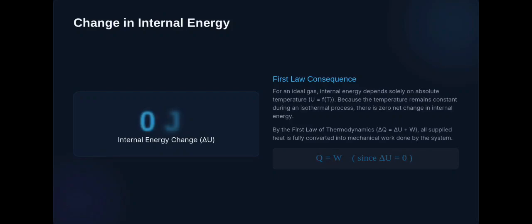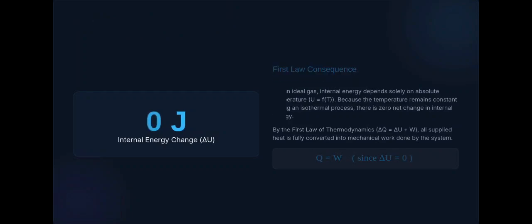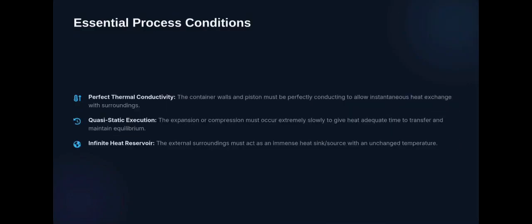Change in internal energy, delta U. For an ideal gas, internal energy is solely a function of absolute temperature. Since temperature does not change during an isothermal transformation, the net change in internal energy delta U is strictly 0 joules. Applying the first law of thermodynamics, delta Q is equal to delta U plus W, we find that delta U drops out of our entire equation.